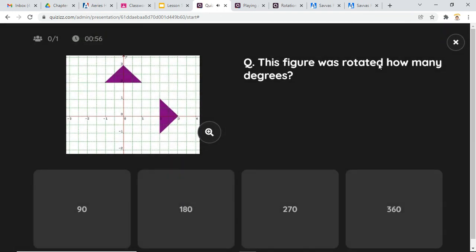Okay, we want to see this figure was rotated how many degrees? Here's our original figure right here, and this is the new figure, okay?